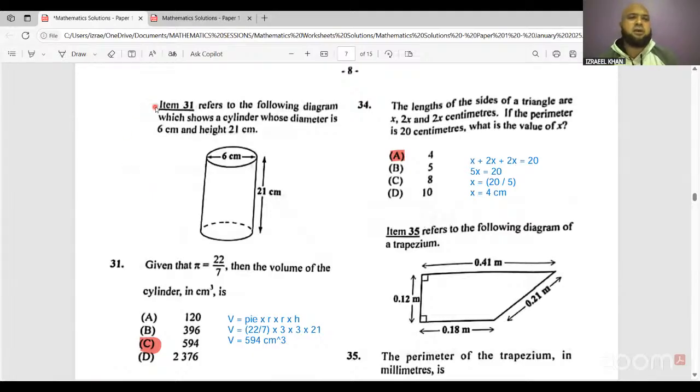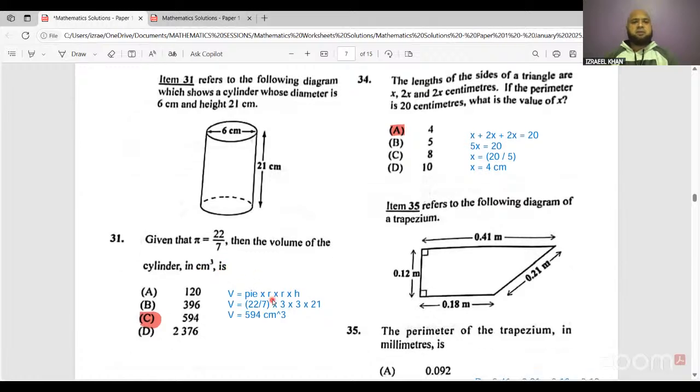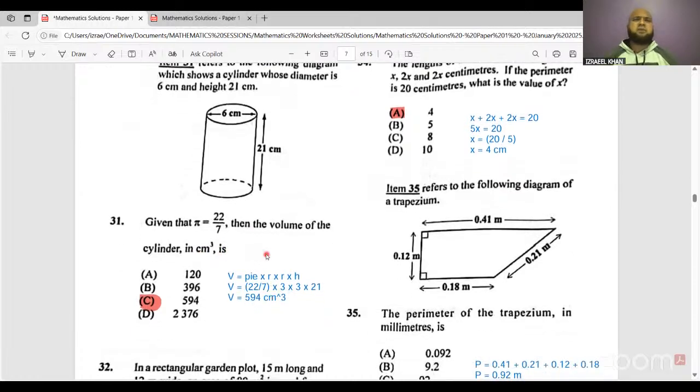Item 31 refers to the following diagram, which shows a cylinder whose diameter is 6 centimeters. You can see here, height is 21. Pi is 22 over 7, and so it's very important to know what it is. Okay, pi could also be 3.14. What's the volume of the cylinder in cm cubed? A formula that some students forget, right? Volume formula is pi by radius by radius by height, or pi r squared h, however you want to term it.